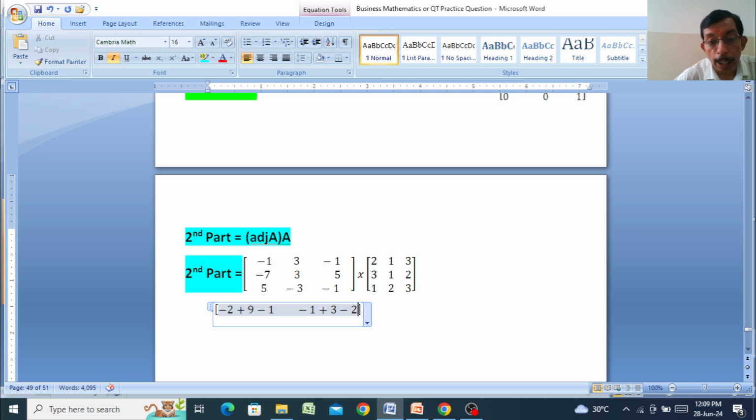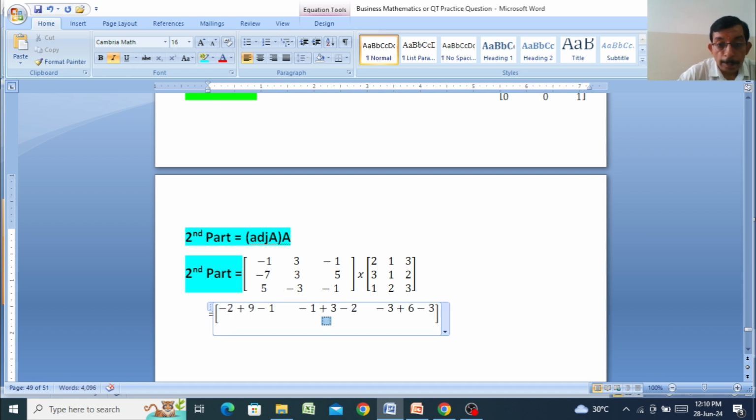Now we come to the last column multiplied by the first row. -1 is multiplied by 3, the result is -3. 3 is multiplied by 2, the result is +6. -1 is multiplied by 3, the result is -3. Now the first row is multiplied with each column, all of the columns of the second matrix. Now we come to the second row.